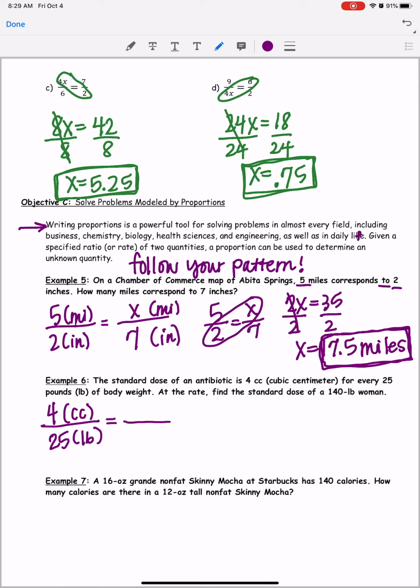So because I did cc on top and lb on the bottom, that means I need cc on the top and lb on the bottom, right? These units need to match each other. So the other thing they give me is a 140-pound woman, so that needs to go down here with my pounds. So we are finding, at that rate, the standard dose. Okay, so cross multiply. I put those units in parentheses. I don't care about those, okay? So I'm just doing x times 25, and that equals 4 times 140.